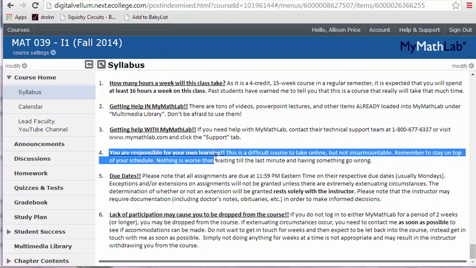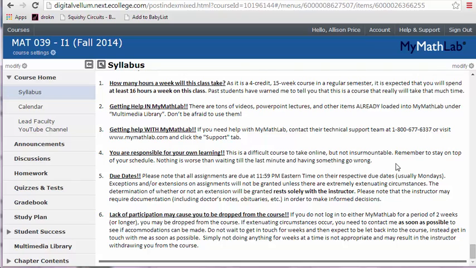You are responsible for your own learning. This is a difficult course to take online, but it's not impossible. Remember to stay on top of your schedule. Nothing is worse than waiting until the last minute and having something go wrong.